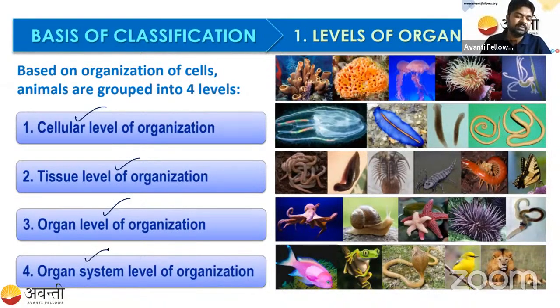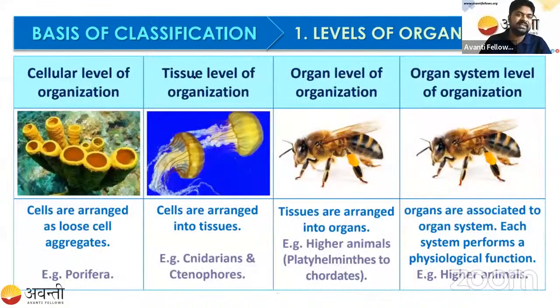And next is the organ system level. For example, in the human case, we have organ system level organization, because different organ systems are contained in our body. They work simultaneously and coordinately, and that's why our body does its proper functions. Okay, we will go through them in detail one by one. Start with the cellular level organization. Here you can see the example for the cellular level of organization is Porifera.